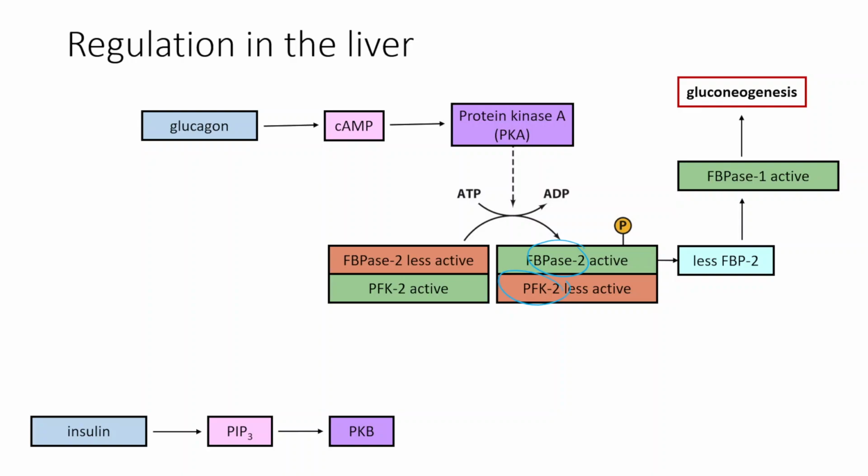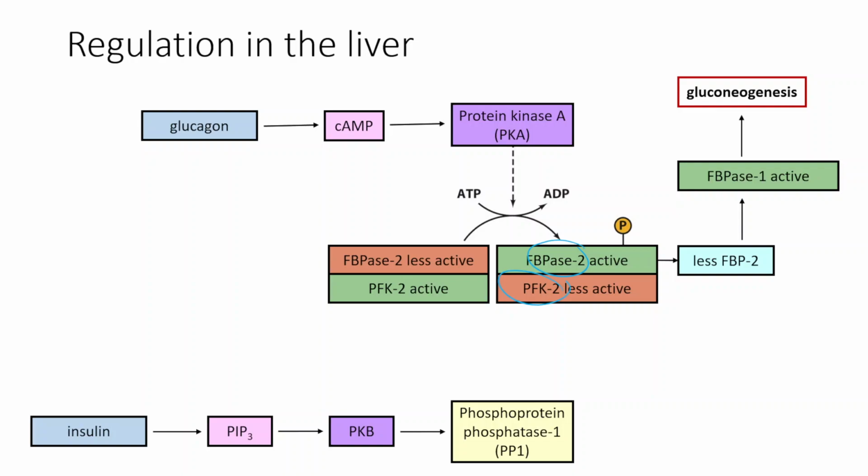PKB has the same function as PKA. It's also a kinase, so it also adds phosphate groups. But PKB has different targets. So PKB is going to phosphorylate a phosphoprotein phosphatase. And this one that we are interested in is called phosphoprotein phosphatase 1, or PP1. So PP1 has the opposite function of PKA.